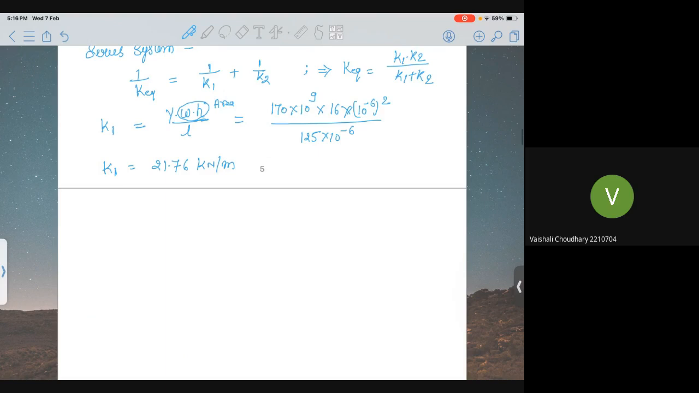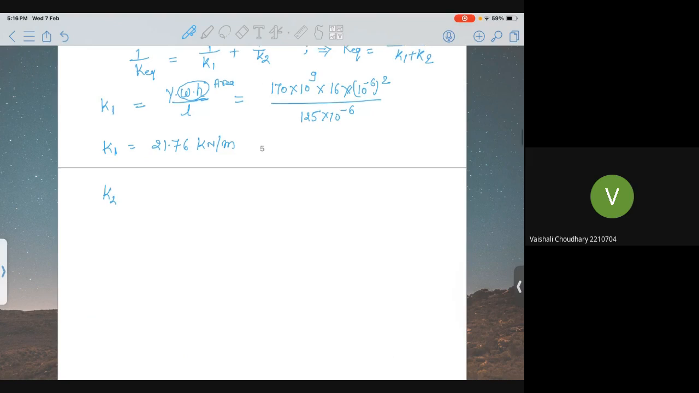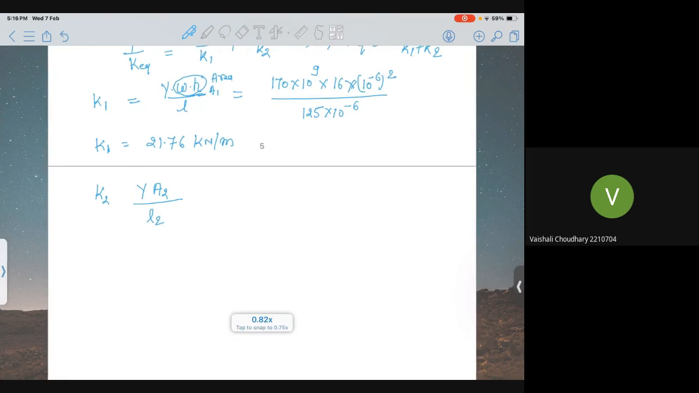So similarly, we'll calculate the stiffness constant for the second beam, which is nothing but Y times A2 by L2. Okay, this is 170 into 10 to the power 9 gigapascal. The area of the second beam is 25 micrometer square, and the length is the same.